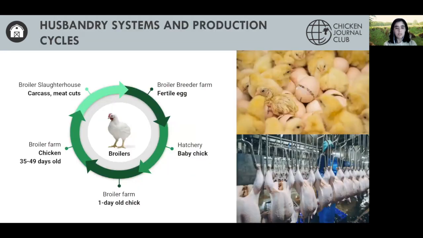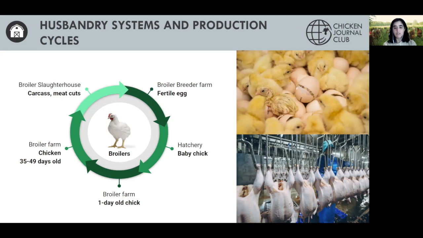Now let's go over the production cycle of a broiler chicken. We've already covered the breeder farms. So then the fertile eggs are taken to hatcheries. Once chick sexing is performed, the day-old chicks are taken to the broiler farms.